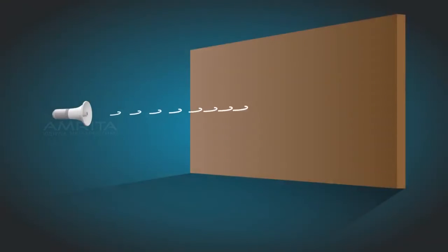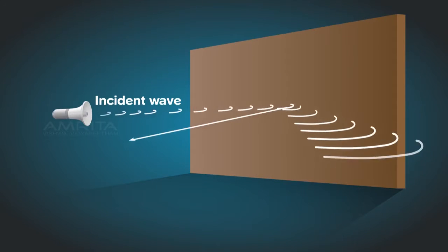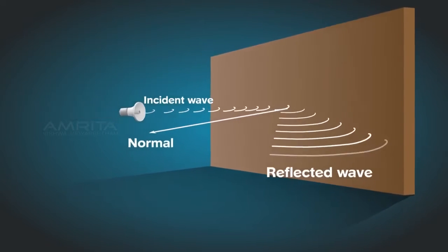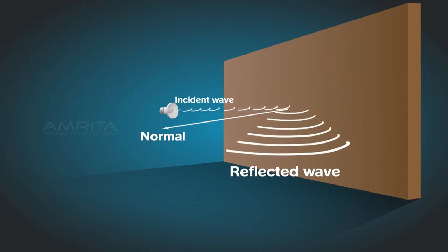The second law states that the incident wave, the reflected wave and the normal at the point of incidence all lie in the same plane.